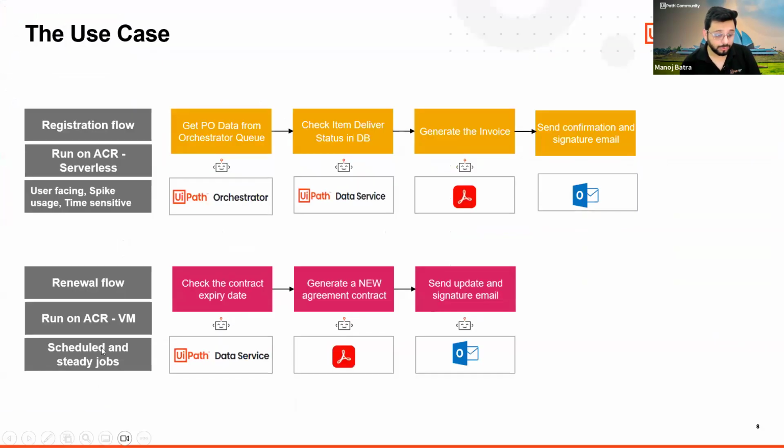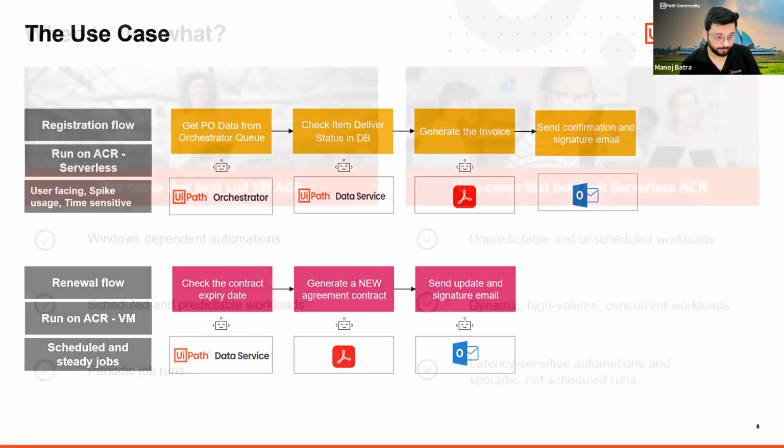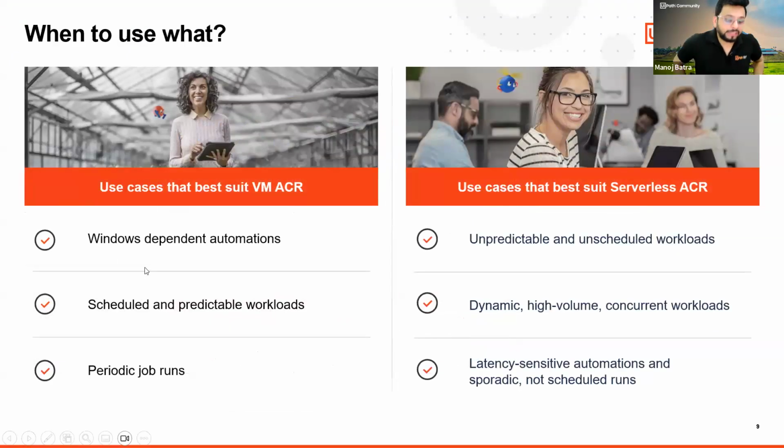So next comes when to use what. Again, you have already seen a demo. So for this Windows one, you just need to run your Windows dependent automation where you need to install any kind of custom software, or you just need to run some scheduled jobs or periodic jobs where you have got any kind of a predictable workload, that this job is going to take 3 hours, 4 hours, 5 hours, 6 hours. So for those cases, including your Windows dependent automation, you need to use your VM ACR.